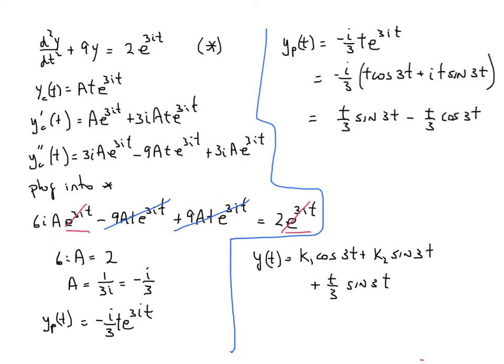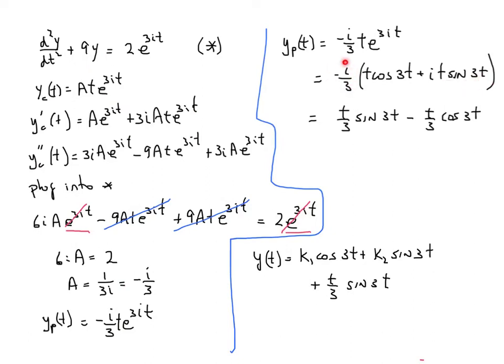Dividing through by 6i, we're left with 1 over 3i, and an i in the denominator is the same as a negative i in the numerator. This is our value of a. Plugging that back into our particular solution, negative i over 3, t, e to the 3it. Again, applying Euler's formula, e to the 3it is just cosine 3t and i sine 3t.